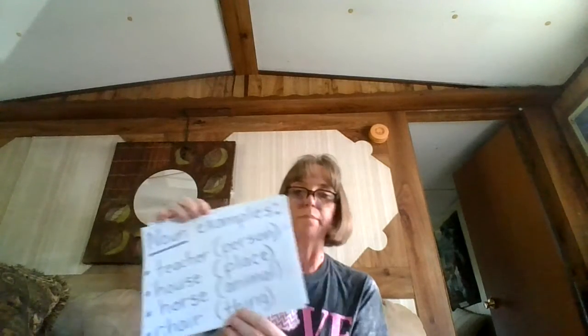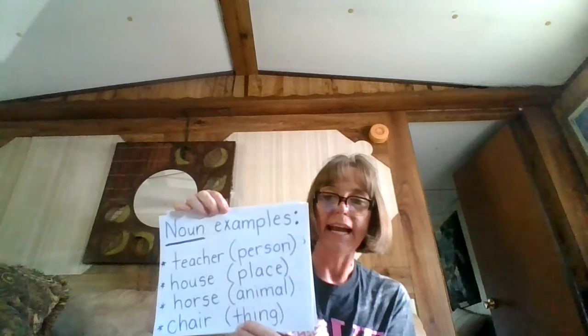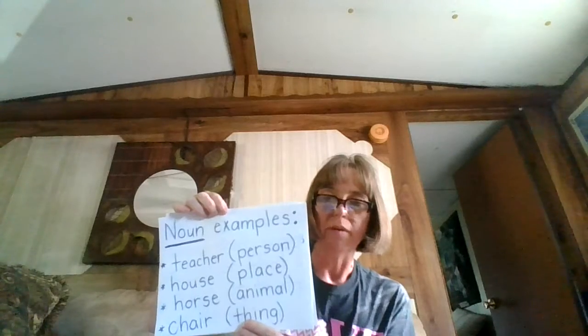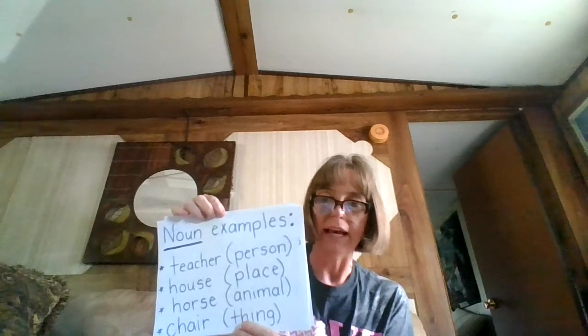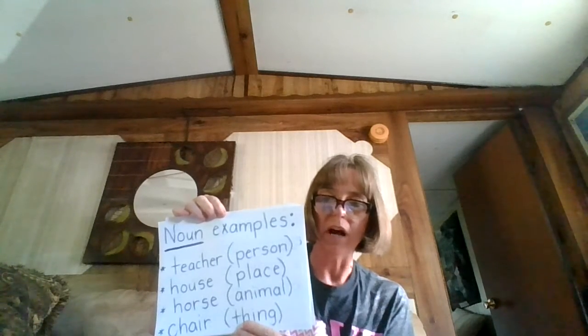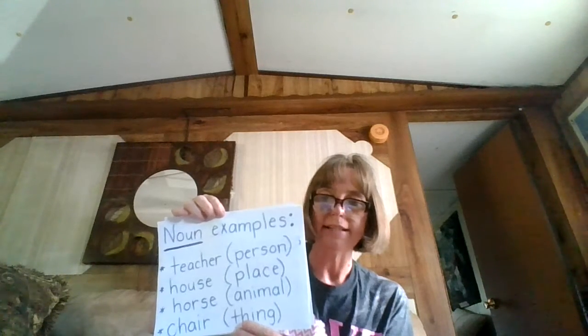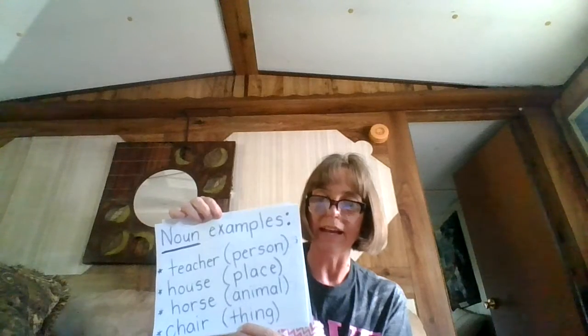The first example that I have here is teacher. A teacher is a noun because it names a person. The second example that I have is house. House is a noun because it names a place. The third example is horse. Horse is a noun also because it names an animal. And your last example is chair. Chair is a noun because it names a thing.